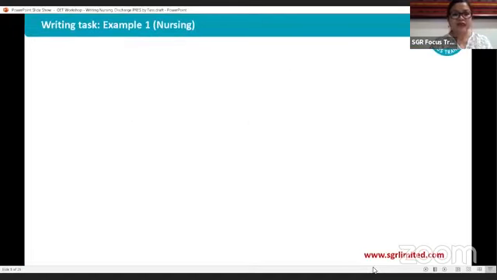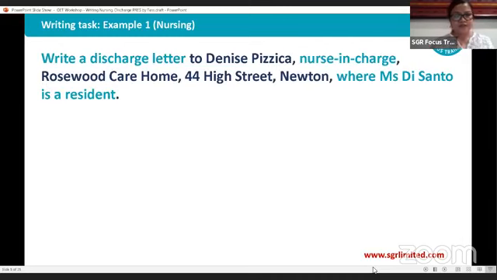Let's take a look at a nursing writing task example. This writing task is about writing a discharge letter to Denise Pesica, nurse in charge at the Rosewood Care Home, 44 High Street, Newton, where Miss DeSanto is a resident. In this writing task, we have several pieces of information in this very short statement. We can gather some very important information.